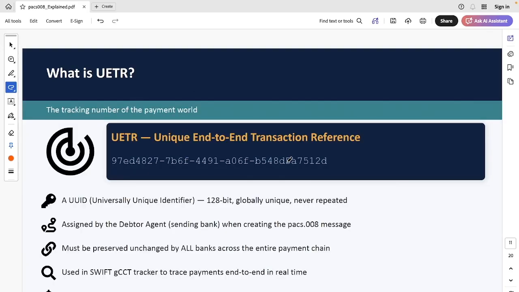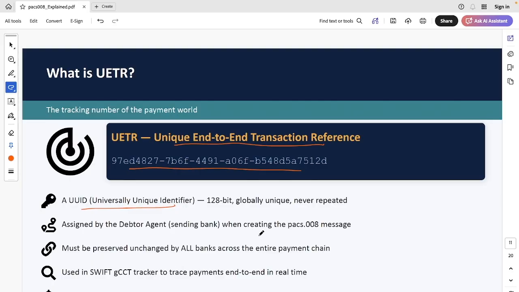Because UETR is so important, let's give it a separate explanation. UETR stands for Unique End-to-End Transaction Reference. It is a globally unique reference, usually in the universally unique identifier format. It looks like a long string with numbers, letters, and hyphens. In simple words, UETR helps to track a payment from start to end. Think of UETR as the tracking number you get when you order something online. Similarly, UETR helps banks, payment operations teams, and sometimes customers track where a payment is.